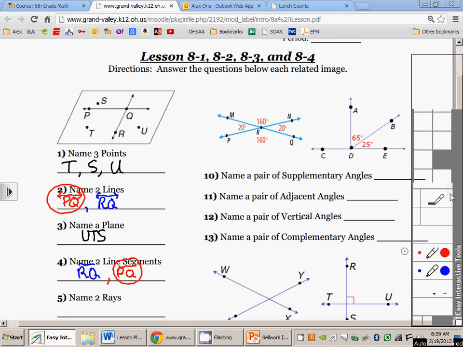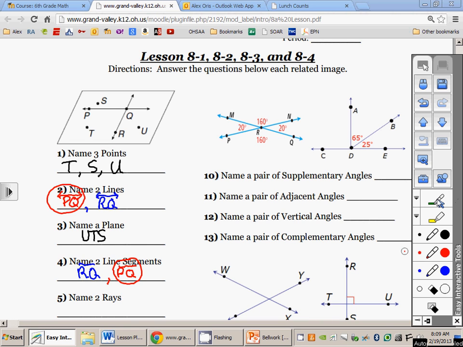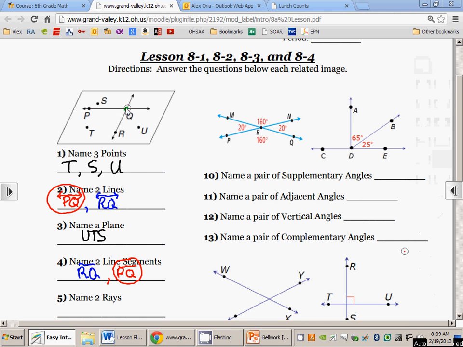So Rebecca, can you name a ray for me? Q. Q. All right, so when she says Q, we start right here. And what point do you want to go through? Because it's got to start at one point but go through another. Okay, she said Q through P, and this is what she just described right there. Start at Q and go through P.